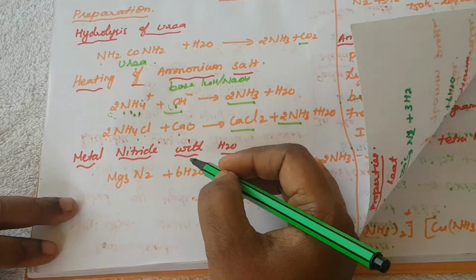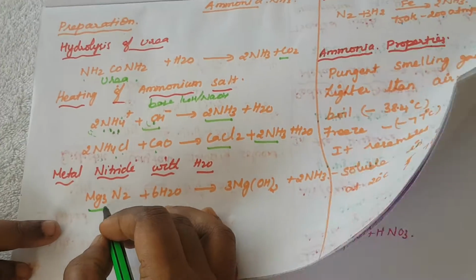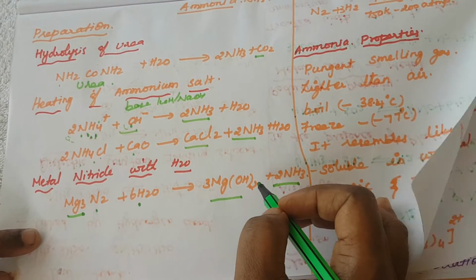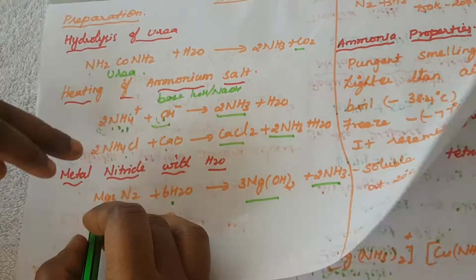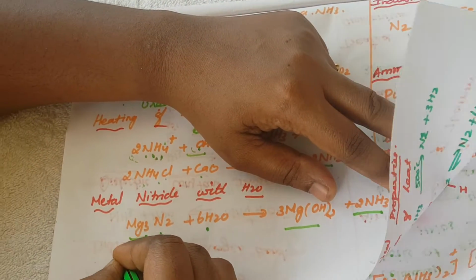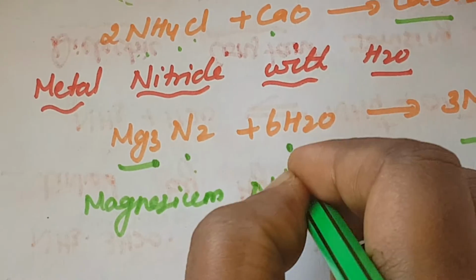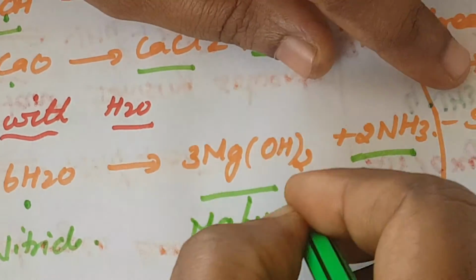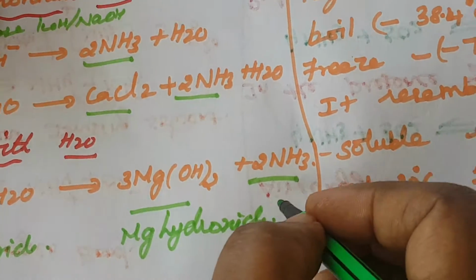Next one is a metal nitride with water. Magnesium nitride reacts with water to give magnesium hydroxide and ammonia. This is another method of preparation of ammonia. The formula is magnesium nitride, this is magnesium hydroxide, and this is ammonia, NH3.